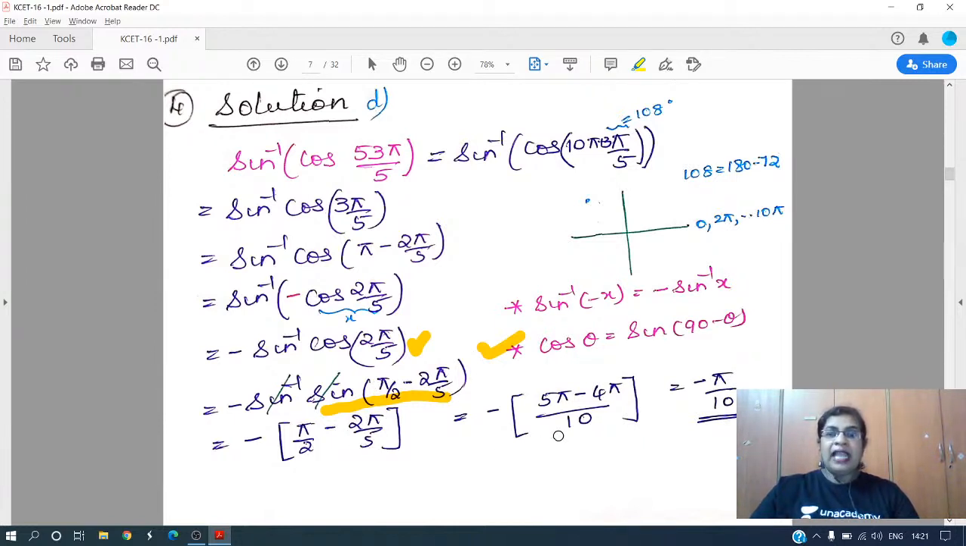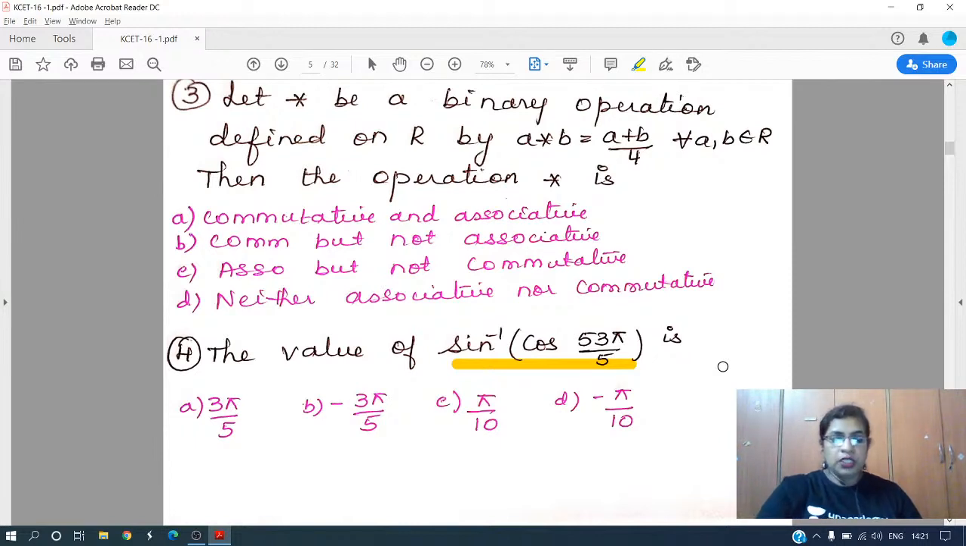Take the LCM. LCM is 10. So here 2 5s are, so 5 pi, minus 5 2s are, so 4 pi. So 5 pi minus 4 pi is 1 pi. But with the minus sign outside. And therefore we got the answer minus pi by 10. The fourth option in our question. Yes. So I found here minus pi by 10. Hope the idea is clear. Yes. We'll move on to the next question.